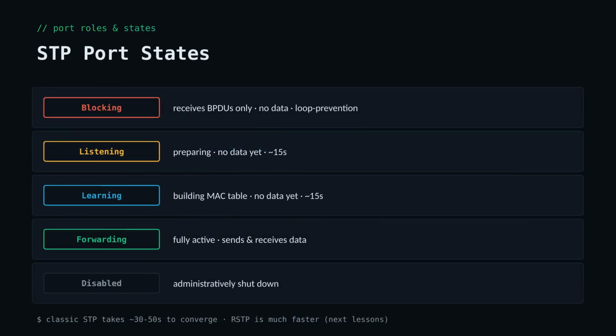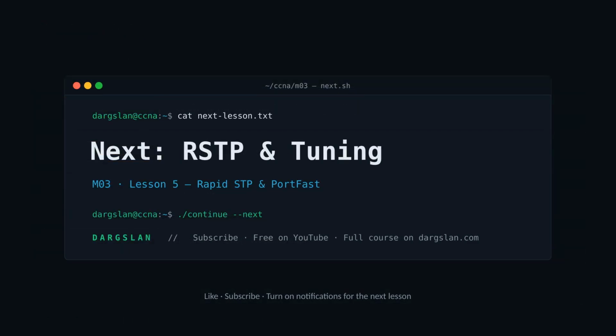Once the root is elected, every port walks through a sequence of states before it can safely pass traffic. It starts in blocking, where it only listens to BPDUs to make sure no loop is forming. Then it spends about 15 seconds listening, another 15 learning MAC addresses, and finally lands in forwarding, fully active. Disabled just means someone shut it down manually. Add it all up, and classic STP takes 30 to 50 seconds to converge, which is exactly why RSTP was invented. And that 30 to 50 second wait is exactly where we pick up next time.